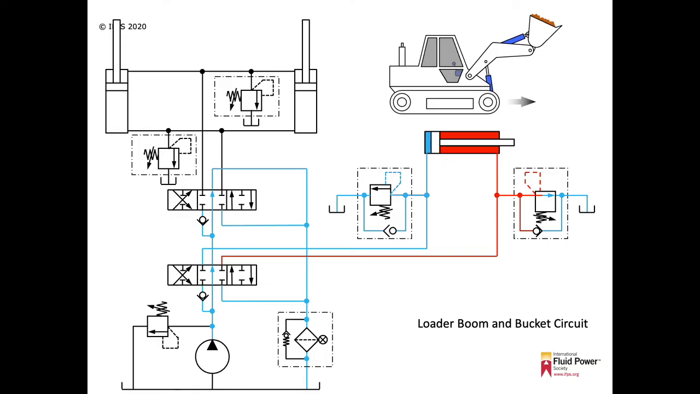As the bucket goes over center, gravity will try to pull the cylinder rod and piston ahead of the pump flow being supplied, and the cap end of the cylinder may try to cavitate. The anti-cavitation check valves allow flow from the reservoir to fill the cap end and prevent cavitation.